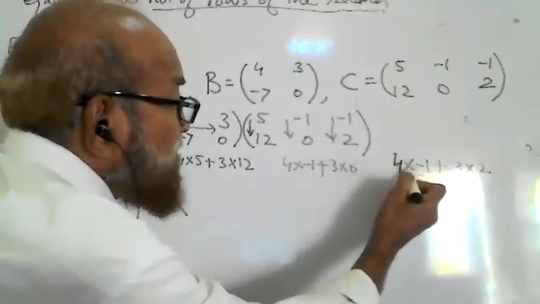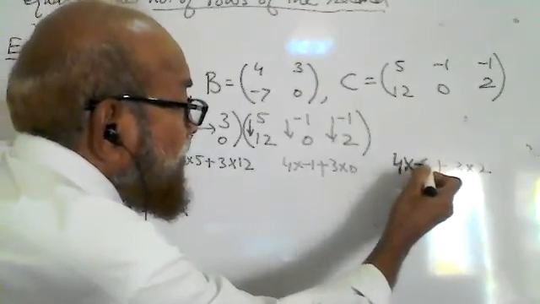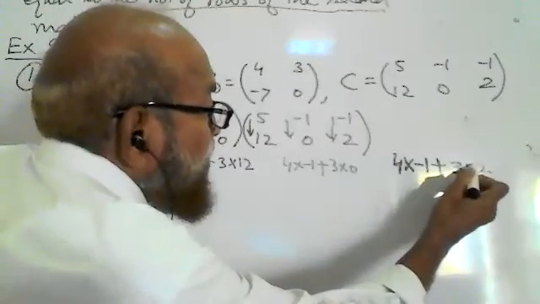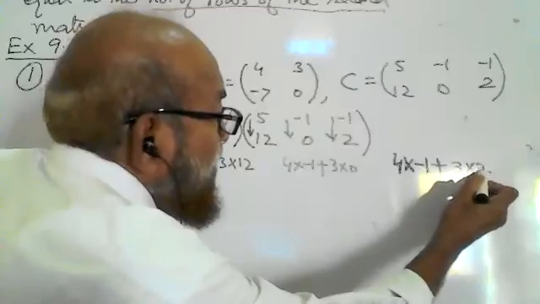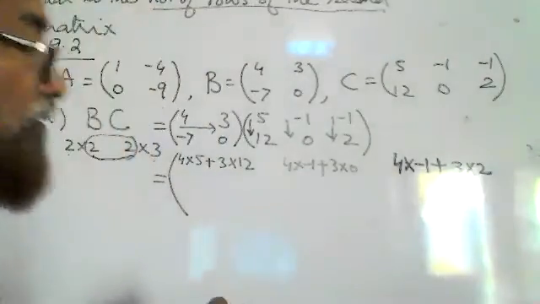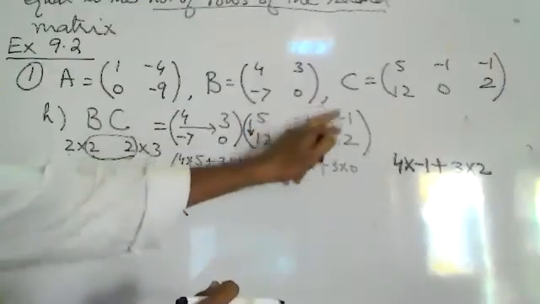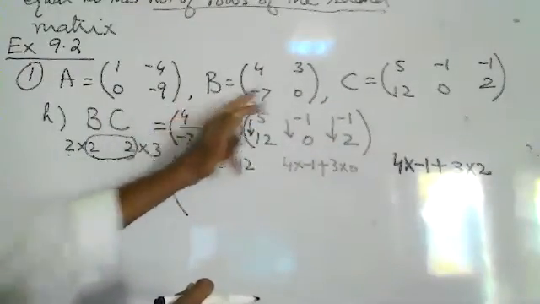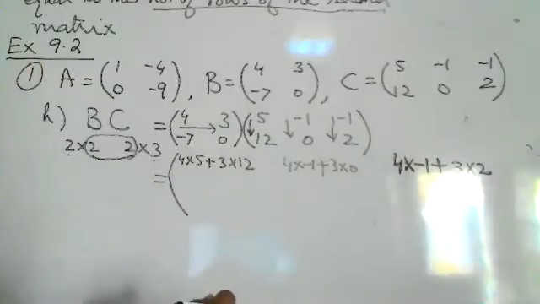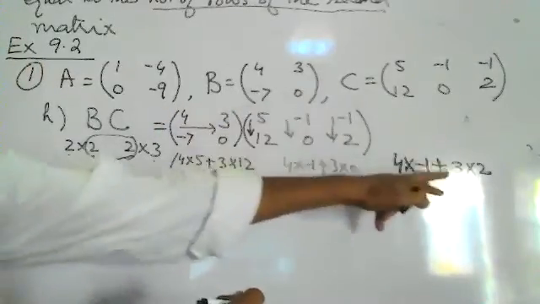4 into minus 1 plus 3 into 2. This row is multiplied with the third column. 4 into minus 1 plus 3 into 2. The answer will be written in the first row, third column.